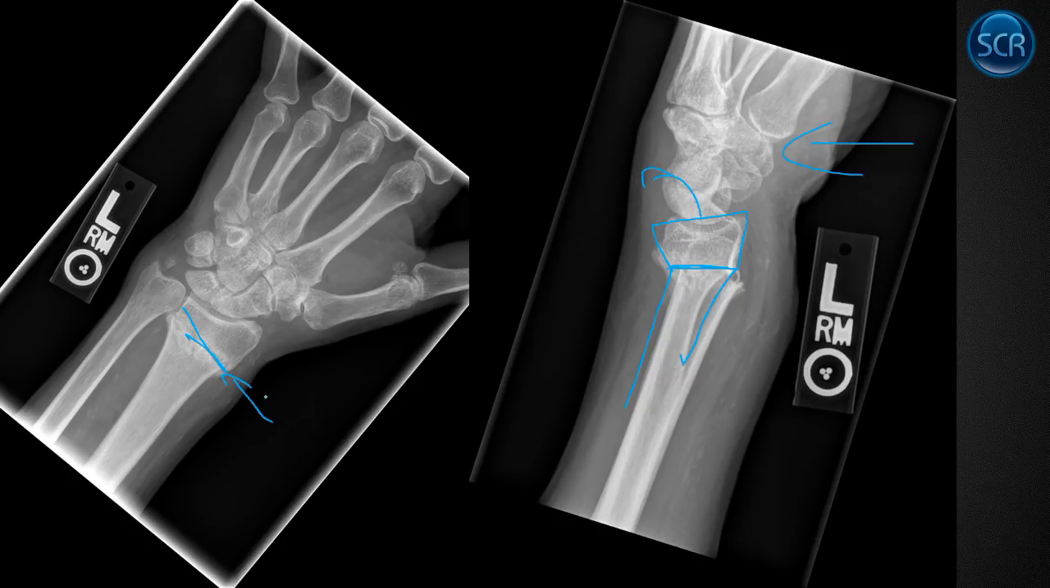This is very obvious. They're not always this obvious, but I'm showing you obvious cases. They have a little ulnar styloid process fracture here. No one cares about that. So this is a Colles fracture.